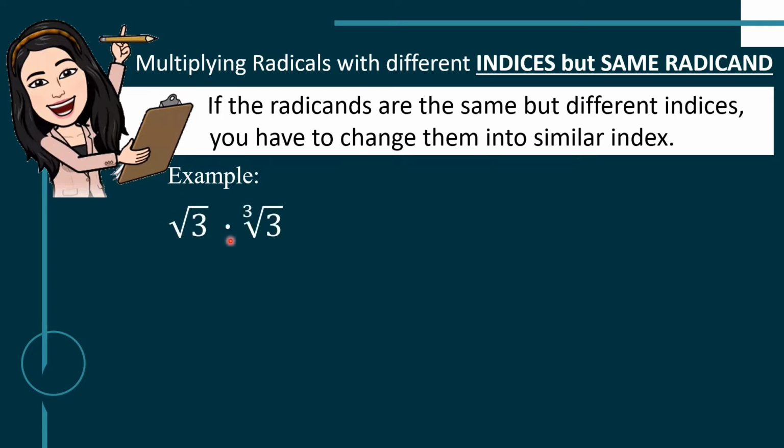Square root of 3 times cube root of 3. So, di ba parehas lamang tayo ng radicand, but their indices are different. Yung isa ay 2, yung isa ay 3. Pero parehas sila ng radicand. So, what are we going to do?